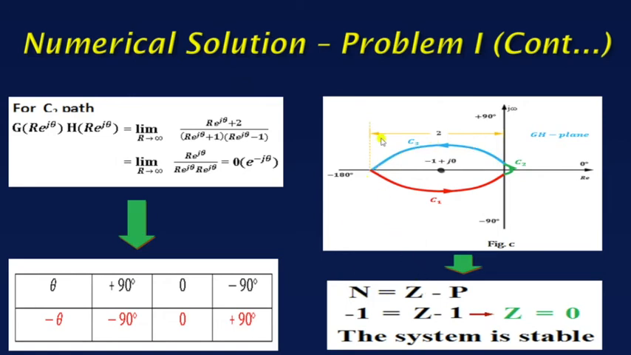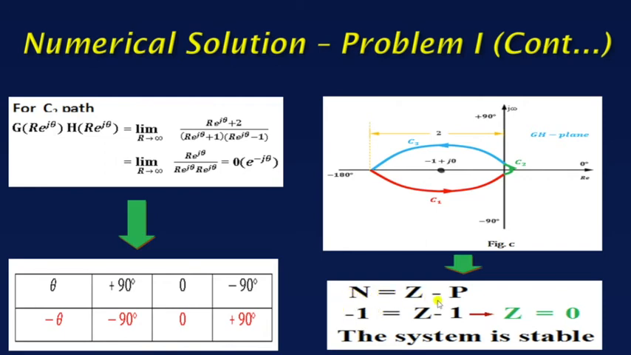Then find the stability of the system. This is the GSH plane. From this closed contour in the GSH plane, the number of encirclements of the critical point, that means minus 1 plus j0, is 1, and this direction is anti-clockwise. That means N equal to minus 1.